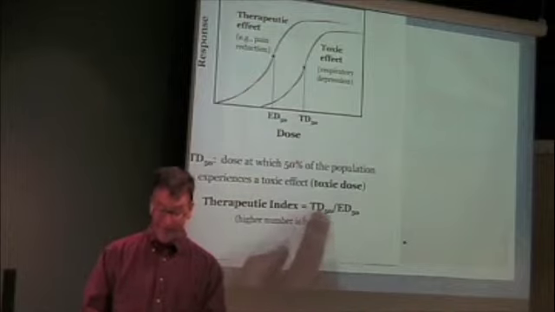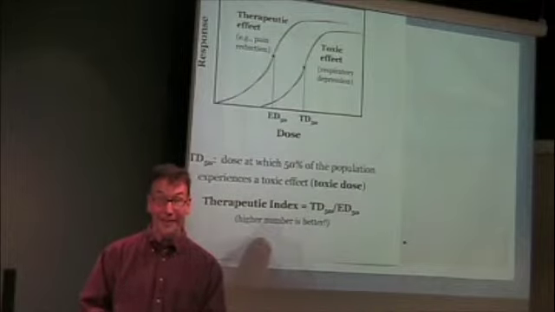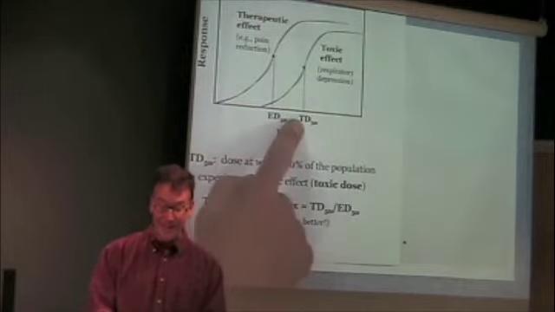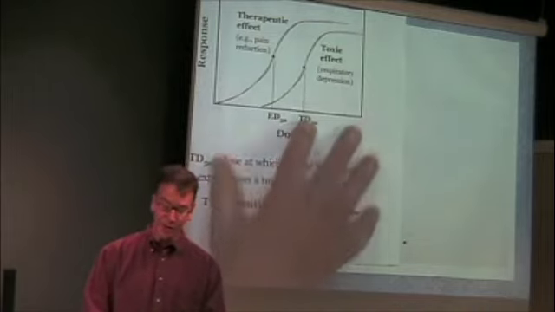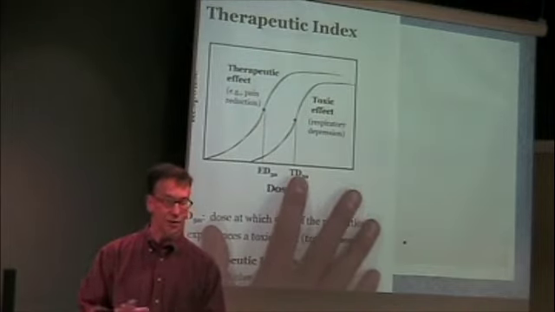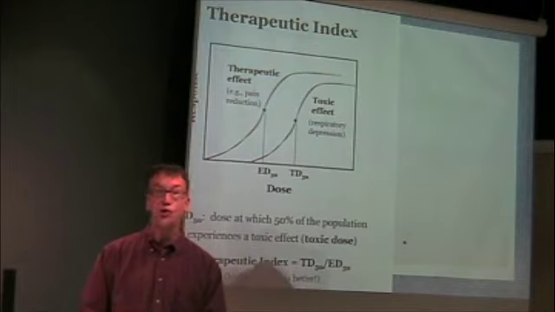And what you want is a high number. You want a therapeutic index that's up there, because you really want to have to take a pretty big dose to get to that half maximal toxic effect. So this is what's known as the therapeutic index, and it's a very useful guide to choosing drugs.